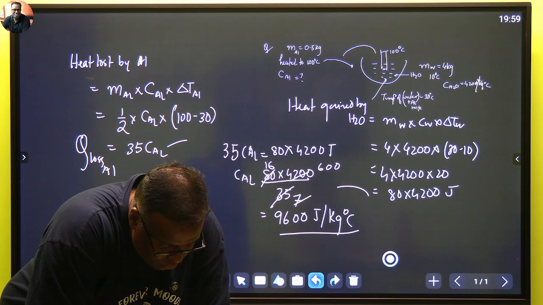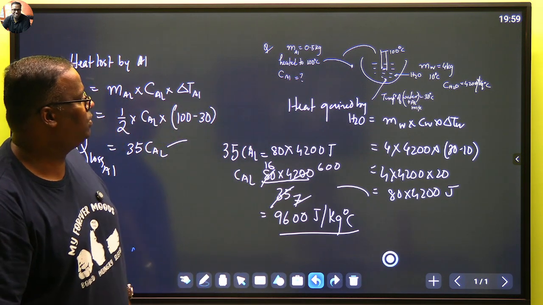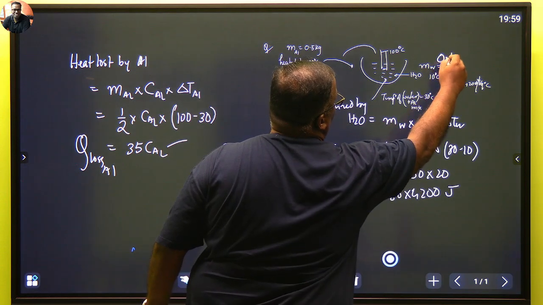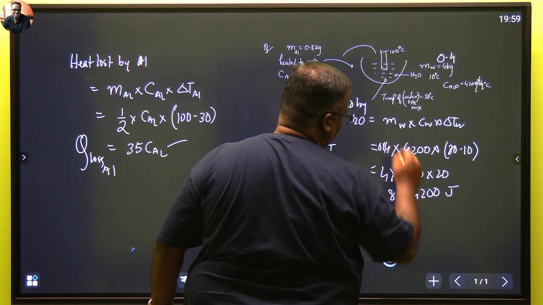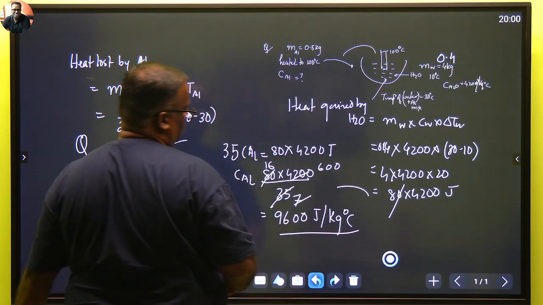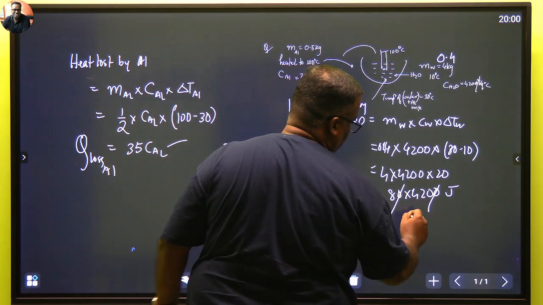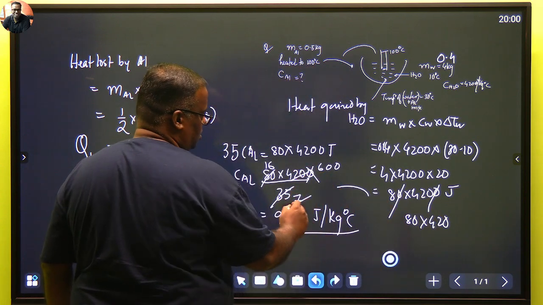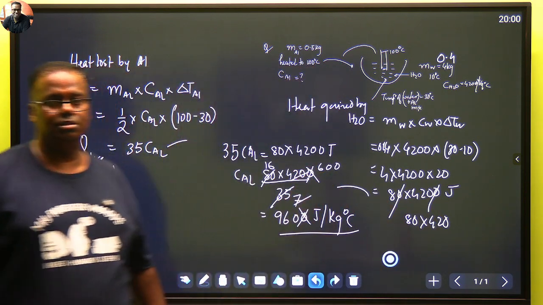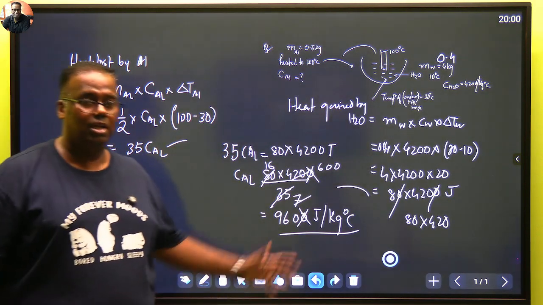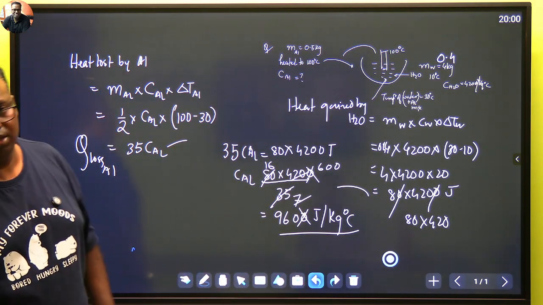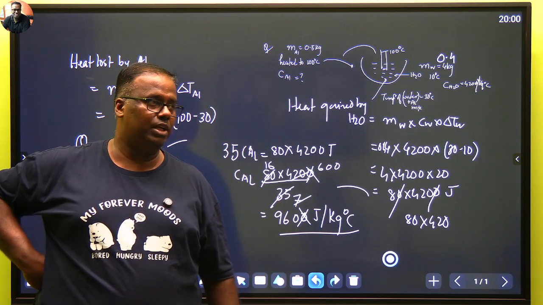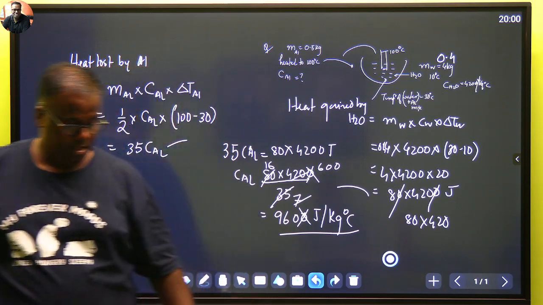0.5 into 70 is, oh, water, how much have I taken? 4. My mistake, child. The water was 0.4 kg. 0.4 means this will be 8 only. So it is 8 into 4200. 960. Okay. Sorry, there was a mistake in the question. The specific heat of aluminium cannot be more than water. That's what I was saying. Water's specific heat is very high. Aluminium will get heated very quickly. Done.